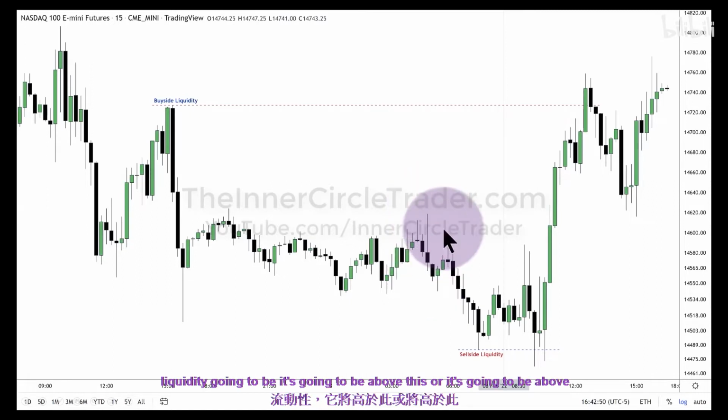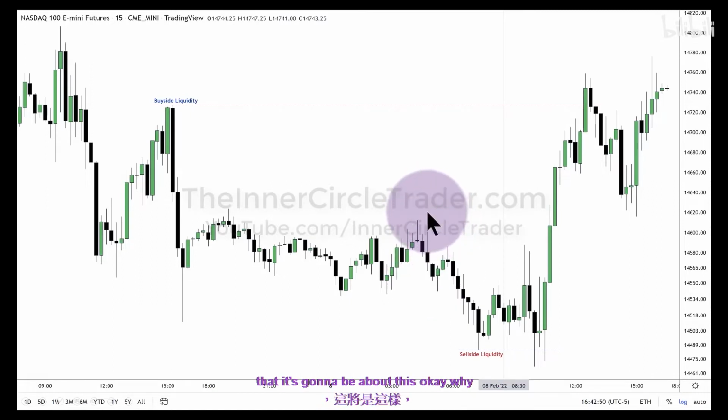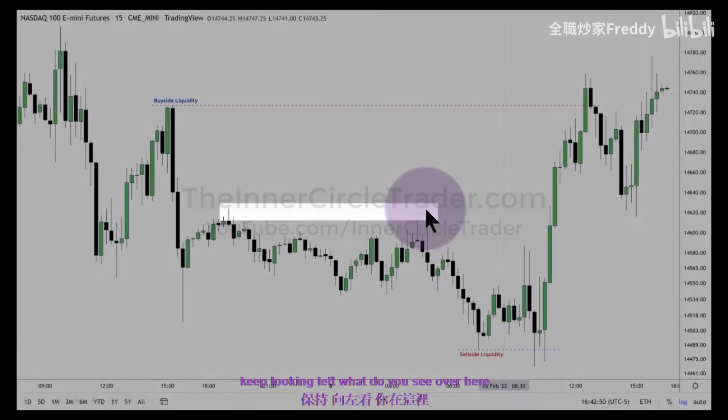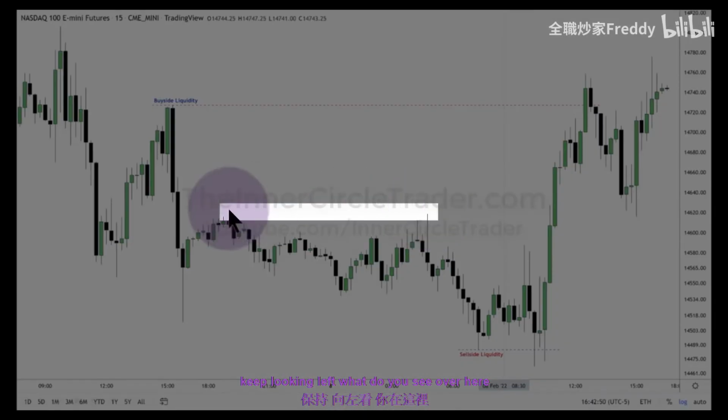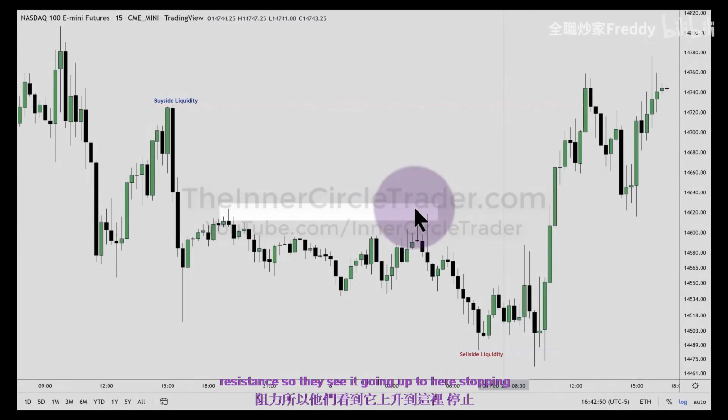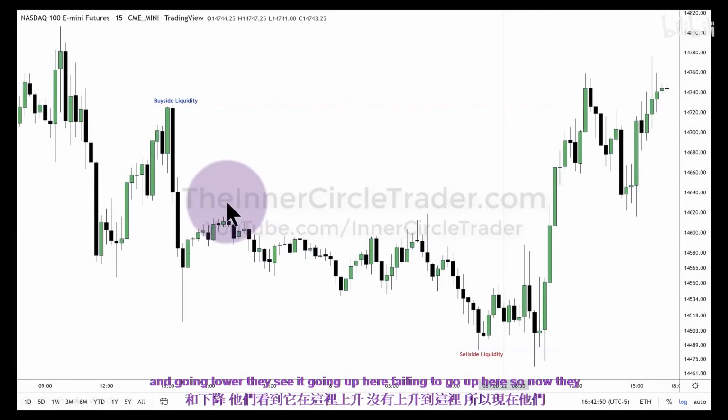Where's the liquidity going to be? Is it going to be above this, or is it going to be above that? It's going to be above this. Why? Why not that one? And why this one? Keep looking left. What do you see over here? See that? These are relative equal highs. What do retail traders see that as? Resistance. So they see it going up to here, stopping and going lower.